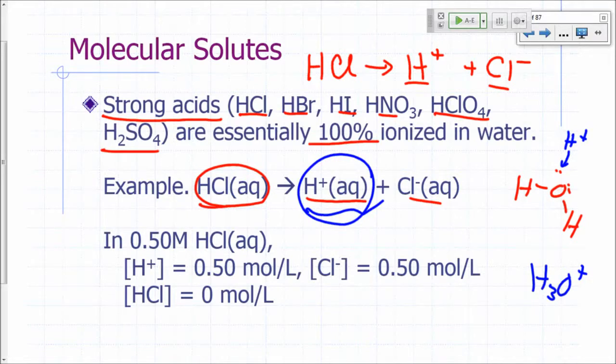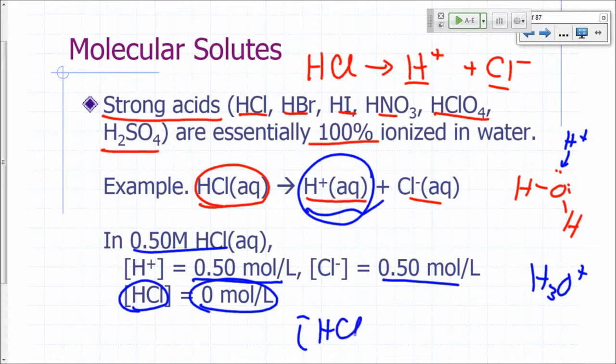So if you have a 0.5 molar solution of HCl, you're going to lose all of that 0.5 moles of HCl. You're going to get 0.5 moles per liter of H plus and 0.5 moles per liter of chloride. And the HCl itself, you have pretty much none left. So if you put HCl in water, all of that HCl is going to be gone. It's going to split up into H plus and chloride ions. If I were to ask you what's the concentration of HCl molecules in a 1 molar HCl solution, you say it's going to be 0 because it's not going to be there anymore.